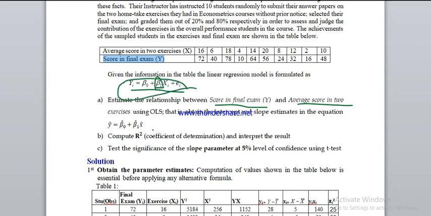From the population equation, since it is difficult to collect population data, we have to take a sample and estimate the sample parameter. This parameter, beta 1 hat, is the sample parameter. From the sample parameter, we can infer and analyze about the population once we get the value of the sample parameter.